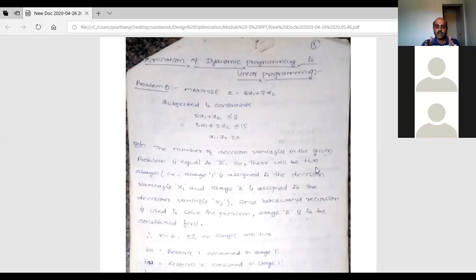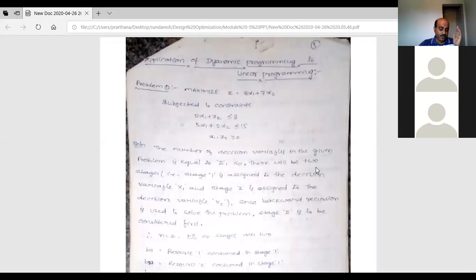When we use the backward recursion method, in the sense we have to start from the last one, stage 2, and then proceed to stage 1. This is what the backward recursion method means. The computation starts from the last stage and moves to the first stage. Therefore, in this problem also, we are going to start with stage 2. Stage 2 is the last stage in this case, and once we get the optimum values for stage 2, we will proceed to stage 1. This is the method you are supposed to follow.